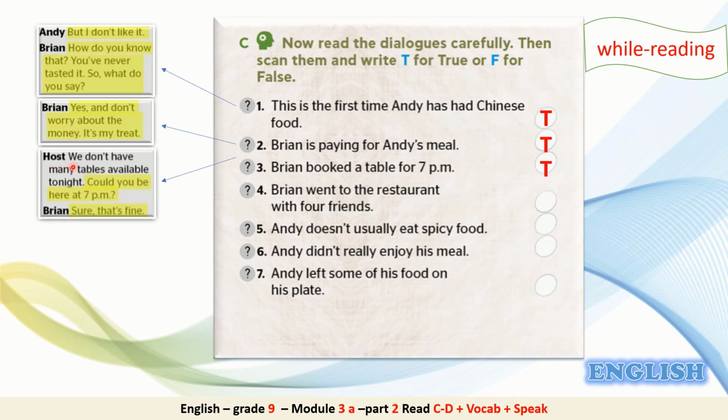It's when the host said, "We don't have many tables available tonight. Could you be here at 7 p.m.?" Brian replied saying, "Sure, that's fine." Now, sentence number 4. Brian went to the restaurant with 4 friends. What do you think? Is the sentence true or false?